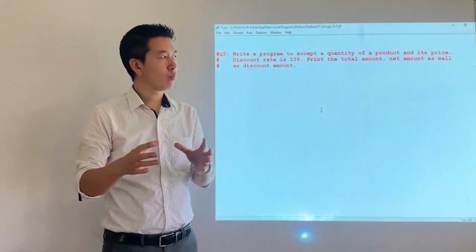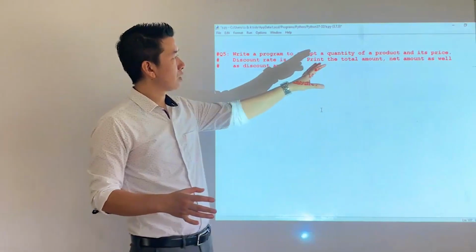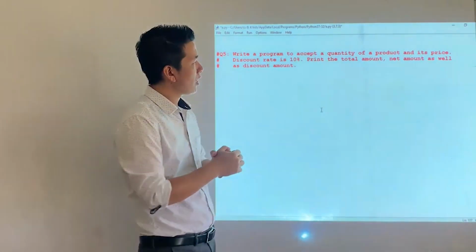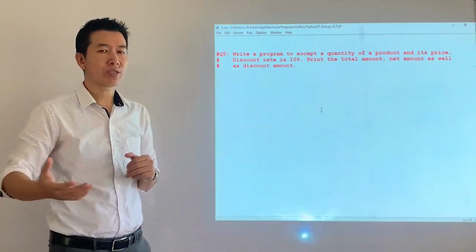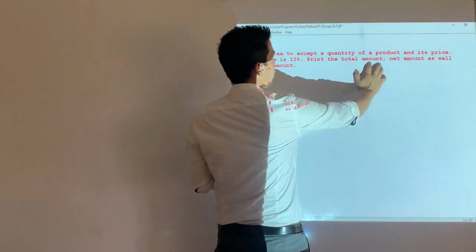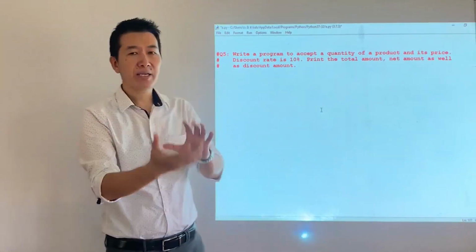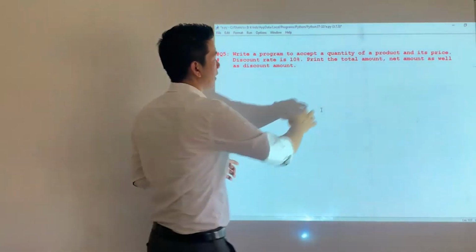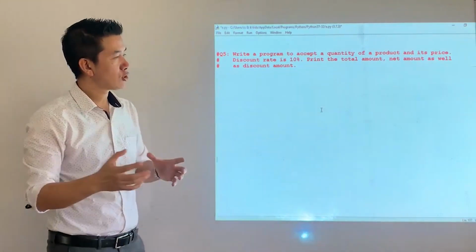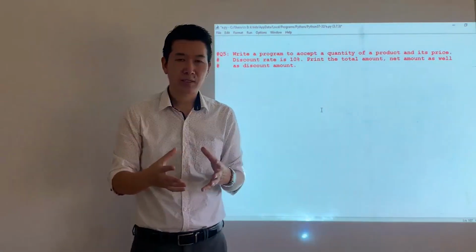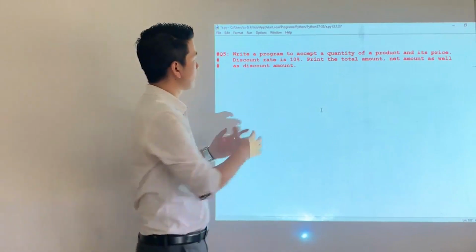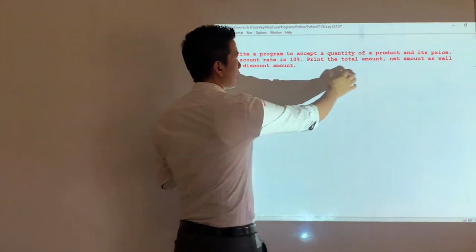Now let's do a rough calculation. If the quantity of the product is 10, say I buy 10 books, and the price is 20 rupees per book, the total amount is 10 multiplied by 20, that is 200. The discount rate is 10%, and 10% of 200 is 20 rupees. So the discount amount is 20 rupees.